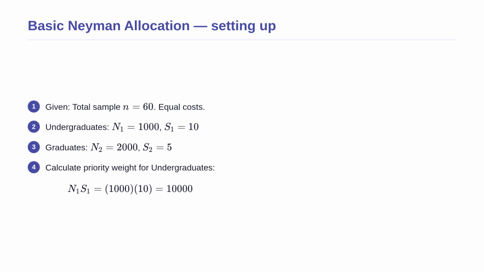Our strategy is to use the Neyman allocation formula. First, we calculate the priority weight for the undergraduates by multiplying their population size by their diversity score. 1,000 times 10 gives us a value of 10,000. This represents how much priority this group should get based on its size and high variation.